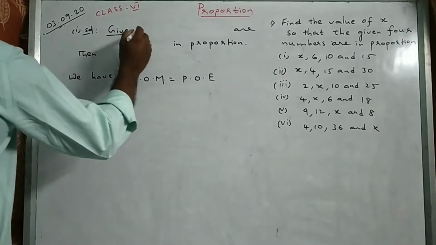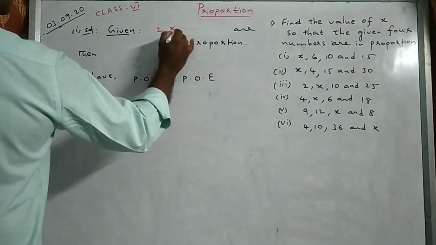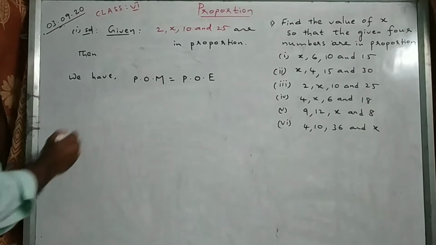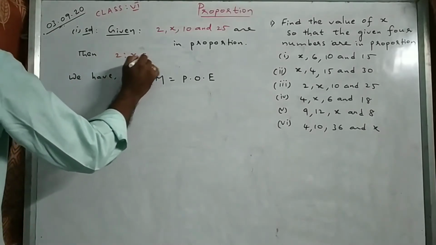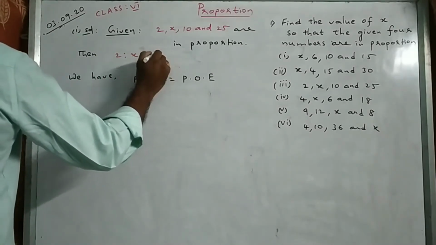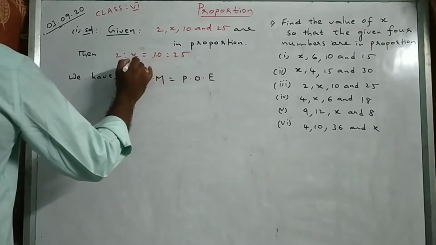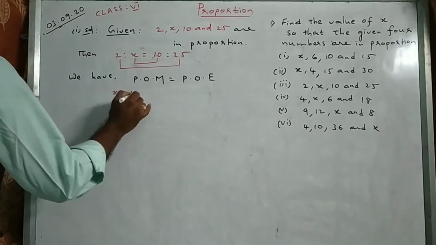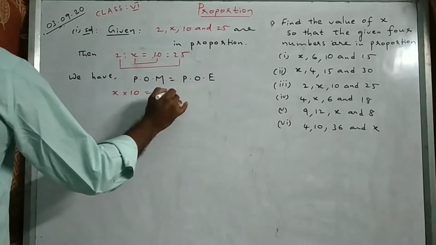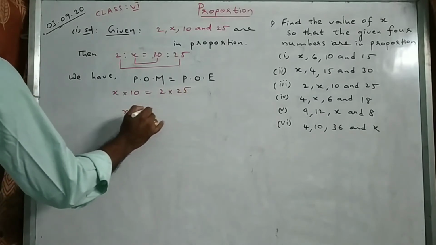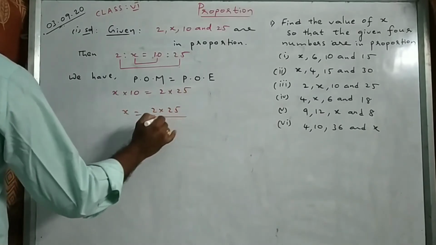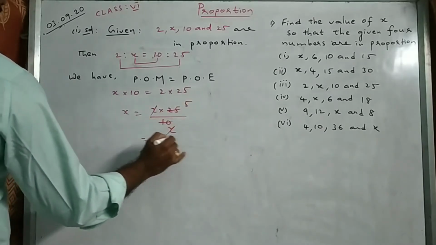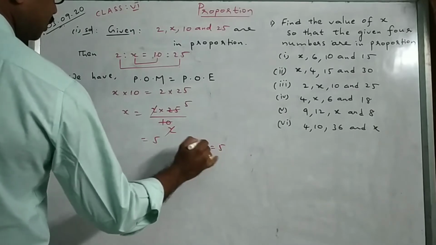Third one, 2 comma x 10 and 25 are in proportion. That means 2 is to x equal to, other two numbers are 10 is to 25. Product of means equal to product of extremes. So x into 10 is equal to 2 into 25. So x equal to 2 into 25 upon 10. 5 2's, 5 5's. So 5. Therefore x value how much? 5.